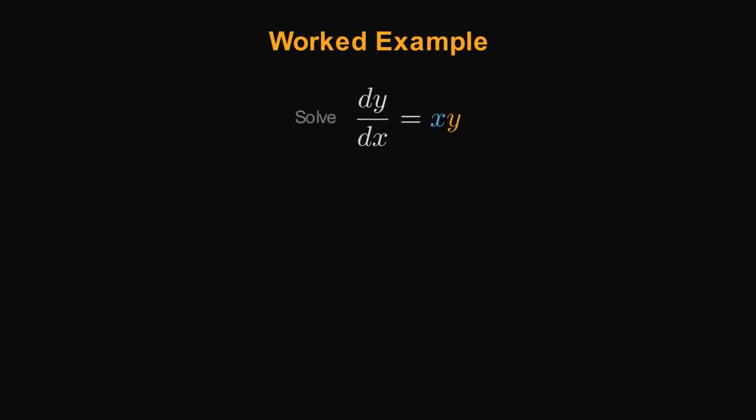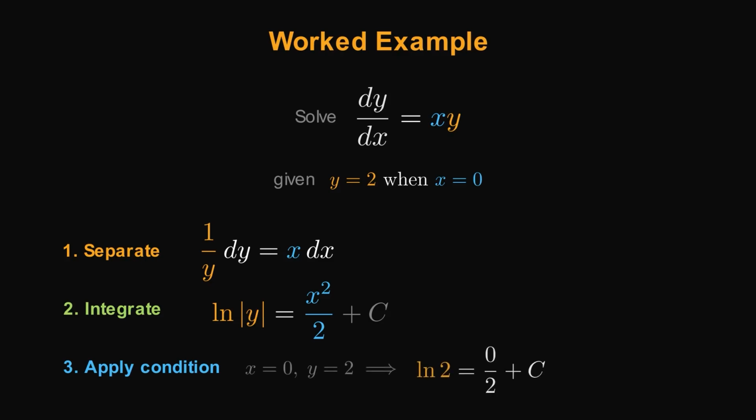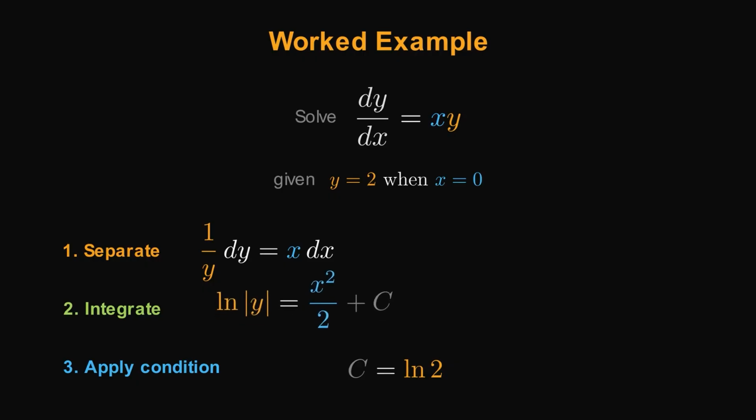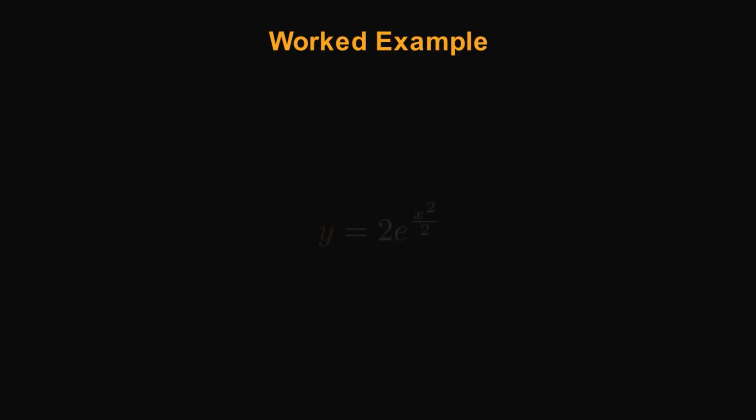So if we are told to solve dy by dx is equal to xy, given that y equals 2 when x equals 0, what we're going to do here is separate first. So we get 1 over y dy on one side and x dx on the other. From here we can integrate, and when we do that we get ln y is equal to x squared over 2 plus c, but we have a condition. When x equals 0, y is equal to 2. So we apply the condition, that gives us c is equal to ln 2. Now if we turn that into an exponential function, we get y is equal to 2e to the power of x squared over 2.